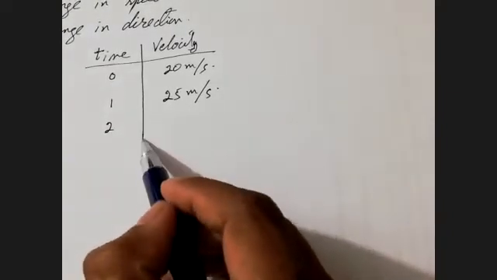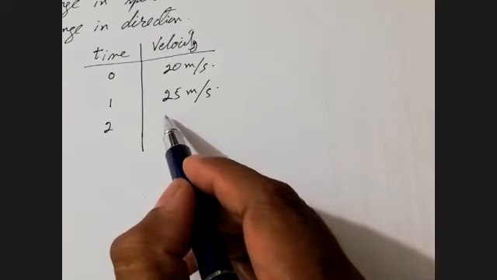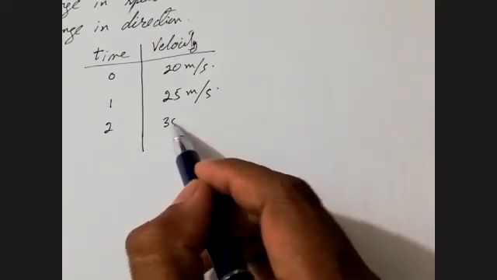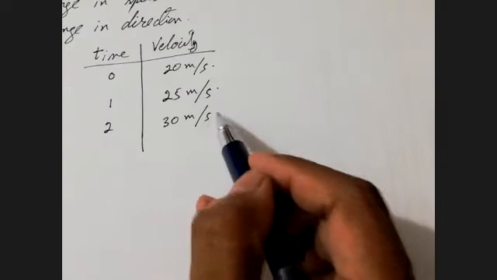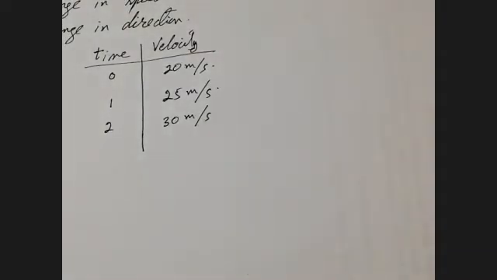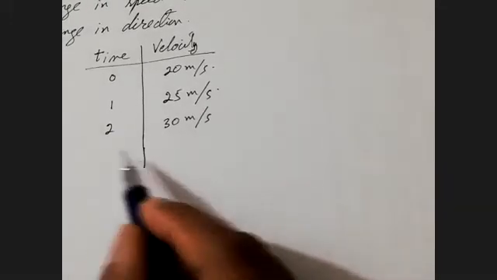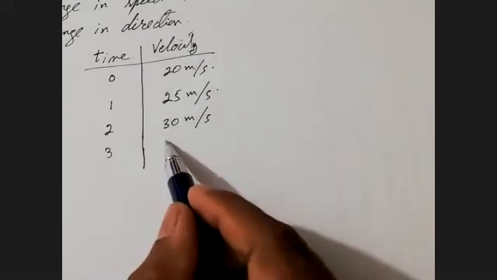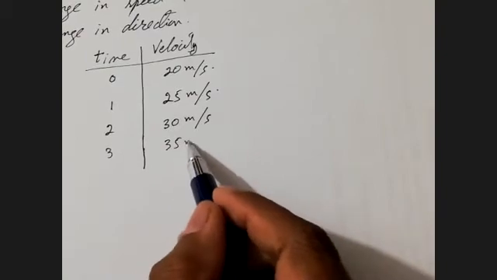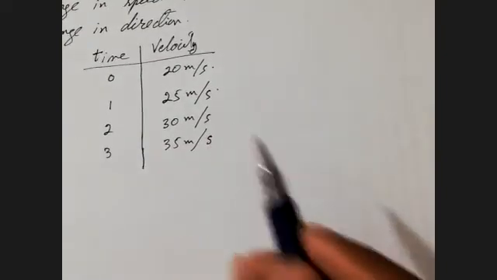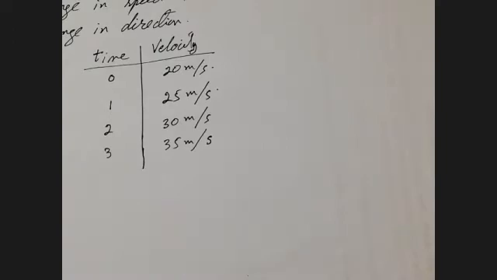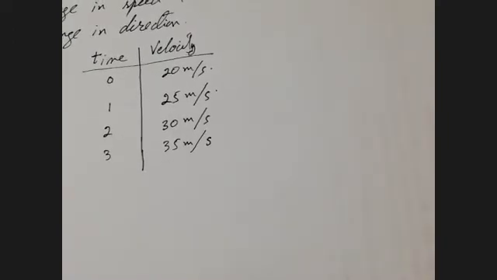Then it is 30 meters per second. So change in velocity is occurring. Now, if I take the third second, it is 35 meters per second. You can have this example. So with the help of this table, please find out the acceleration.